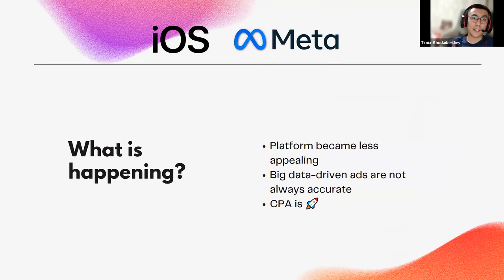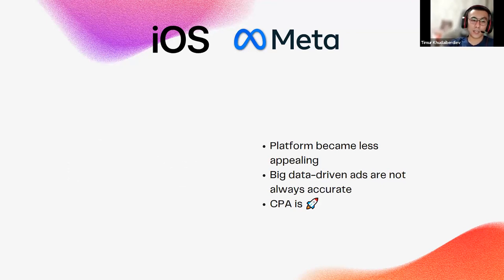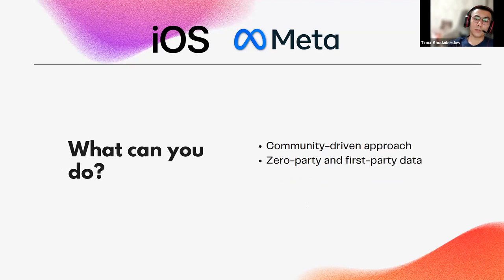Also, when I dug down into this topic, I found that these platforms rely on big data, and big data might not always be accurate for your niche. And there is one basic and cheesy reason: CPA is getting higher. So this is what is happening. And what can we do about this? We need to look more into a traditional way of marketing.